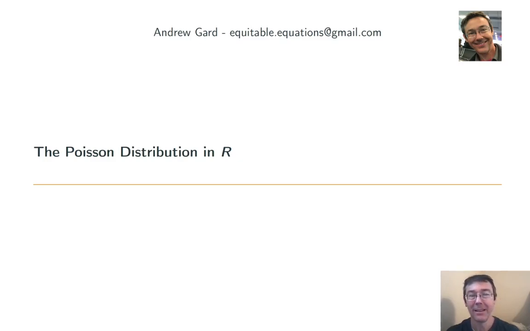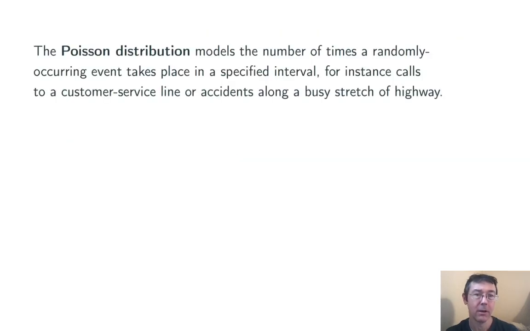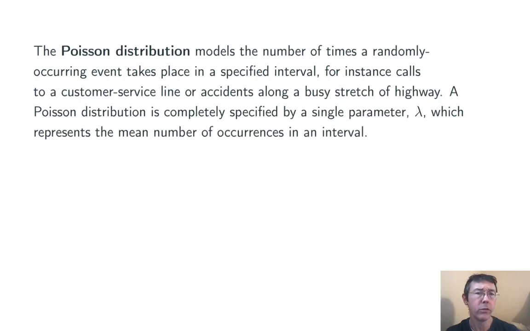Hey everybody. Today we're doing calculations in the Poisson distribution using R. Remember, the Poisson distribution models the number of times some randomly occurring event takes place in a specified interval, for instance, calls to a customer service line or accidents along a busy stretch of highway in an hour. A Poisson distribution is completely specified by a single parameter, lambda, the mean number of occurrences in an interval.